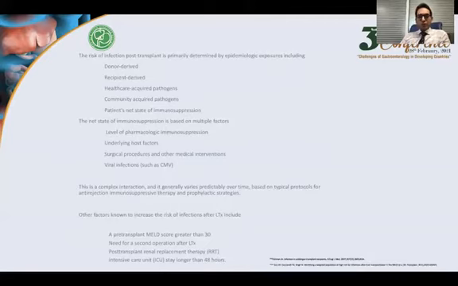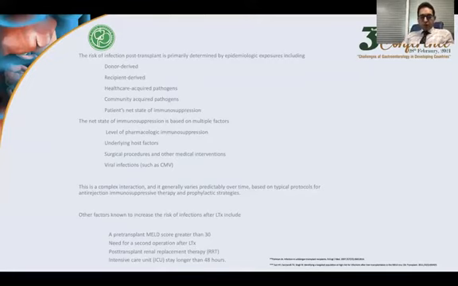The risk of infection post liver transplant is primarily determined by epidemiologic exposures, which include donor derived and recipient derived factors. Those are also associated with healthcare acquired pathogens, community acquired pathogens, and the patient's net state of immunosuppression. The net state of immunosuppression is based on multiple factors, which include level of pharmacologic immunosuppression, underlying host factors, surgical procedures, other medical interventions that a patient undergoes, and viral infections such as CMV. This is a complex interaction and it generally varies predictably over time based on typical protocols for anti rejection immunosuppressive therapy and prophylactic strategies.